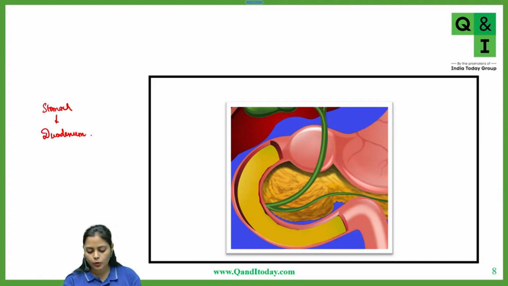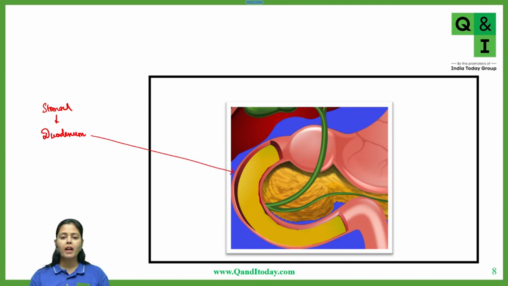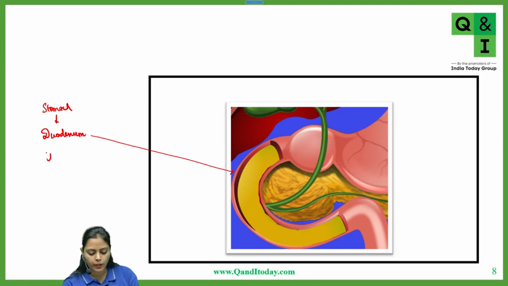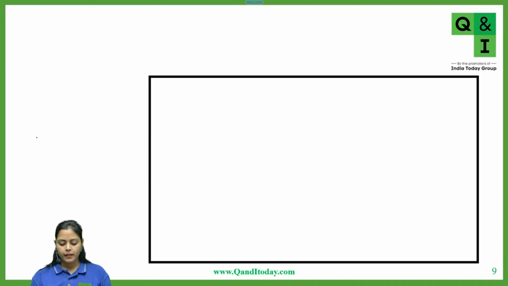That is called the duodenum. Okay, the duodenum is this part of the small intestine. The three parts of the small intestine are the duodenum, jejunum, and ileum. So the first part into which this chyme is entering is your duodenum.